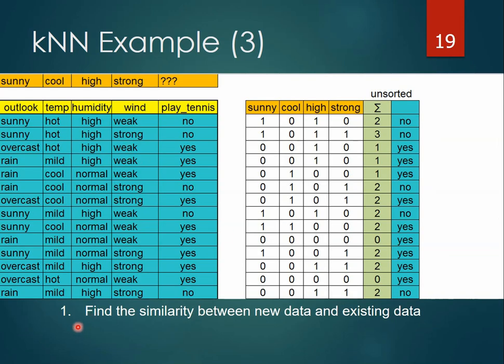Similarly, the first step is to find the similarity between the new data and existing data. Those values of attributes are labeled as 1 if they are similar. So sunny and sunny is similar, so we put 1. Those that are dissimilar, we label as 0. And again we sum the rows. So 1 plus 0 plus 1 plus 0 is going to be 2. I think the highest is 3 here. So the higher the number, the more similar the tuple to the existing data.